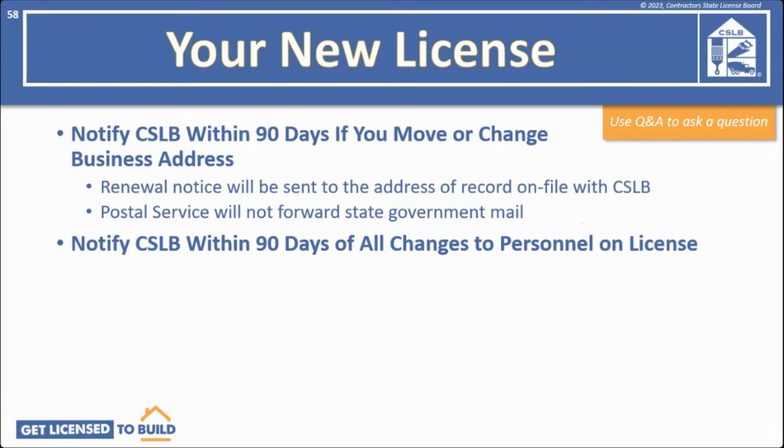Here are a couple of other important deadlines to keep in mind. First, notify CSLB within 90 days if you move or change your business address. Your renewal notice will be sent to the address of record that we have on file. If you are not at that address anymore, you're probably not going to get it. Plus, the Postal Service will not forward state government mail. Finally, notify CSLB within 90 days of all changes to personnel on your license, especially when it involves the qualifier of the license.